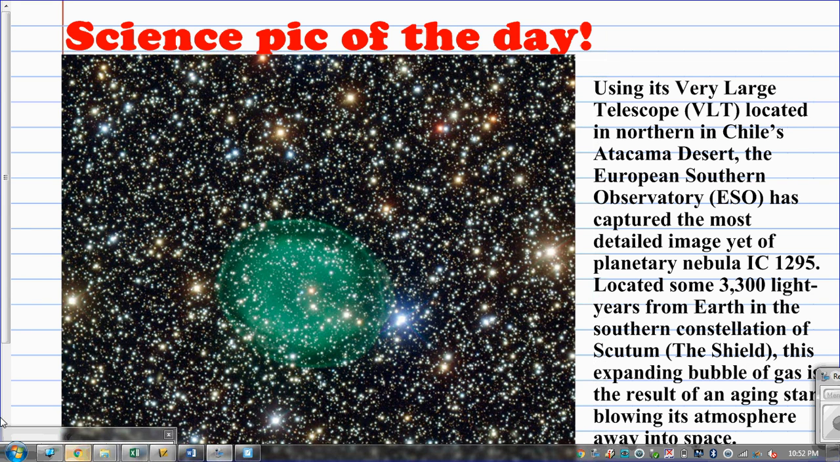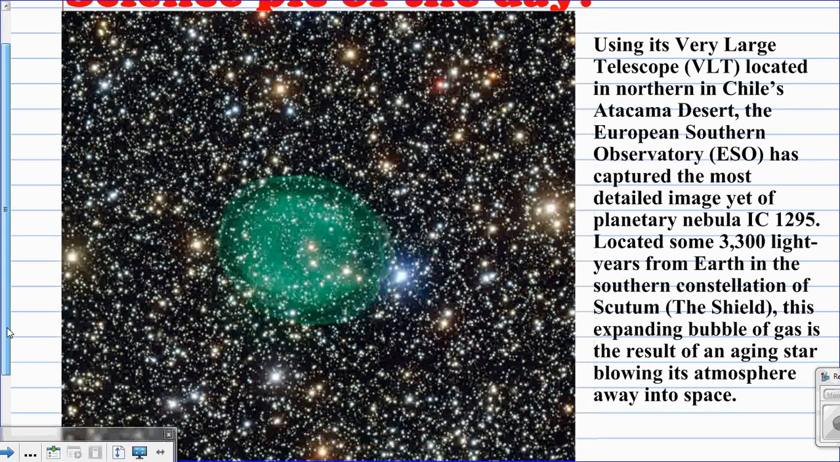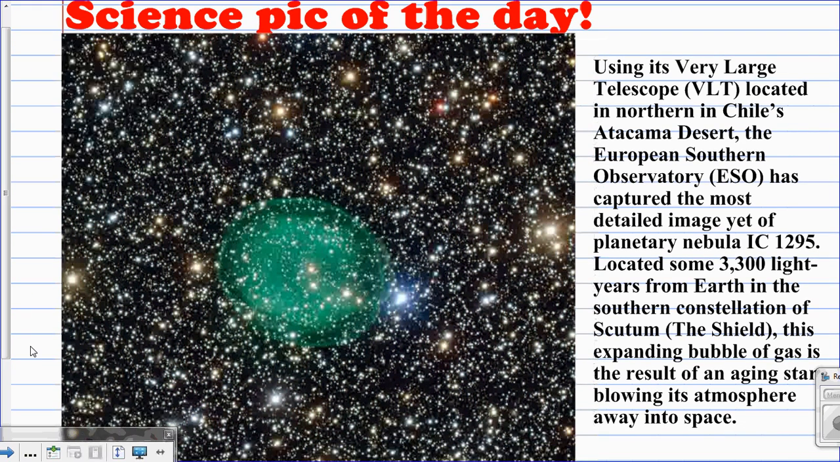Alright, in this lesson we're going to be looking at the electromagnetic spectrum, and some of the things that we can get out of that are pictures. We use our different telescopes, and we can see different things as we look at space. So this is a picture from the Very Large Telescope Array that's in Chile's desert.